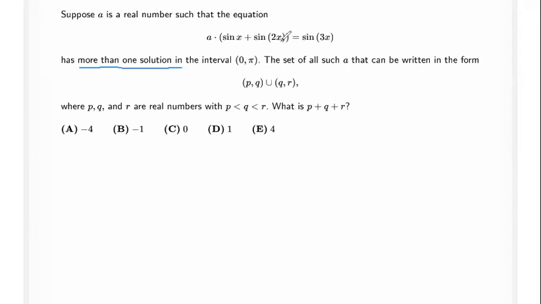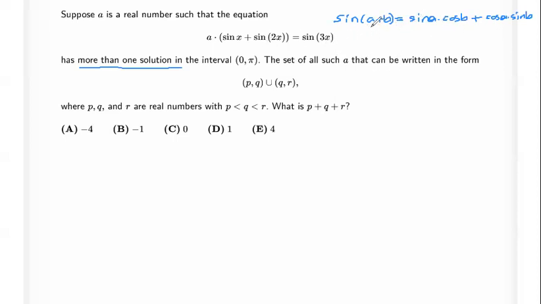But since we have sine x, sine 2x, sine 3x, it looks like we can just use the double angle and maybe triple angle identities. But if you don't really know how to get those, maybe it's better to remind. So the angle sum for sine: sine of A plus B is equal to sine of the first angle, A, times cosine of the second angle, plus cosine of the first angle and the sine of the second angle. As long as you know this, then the other two will be easier to get.